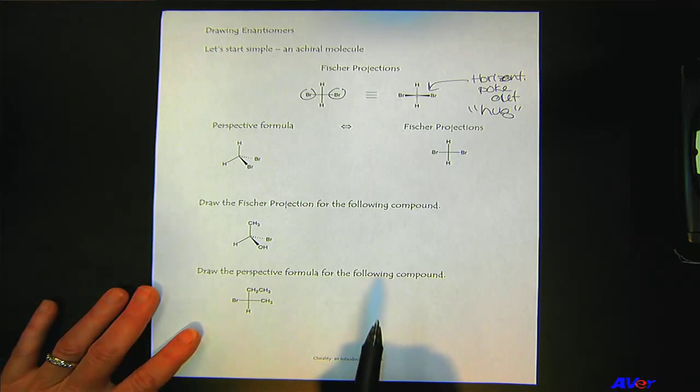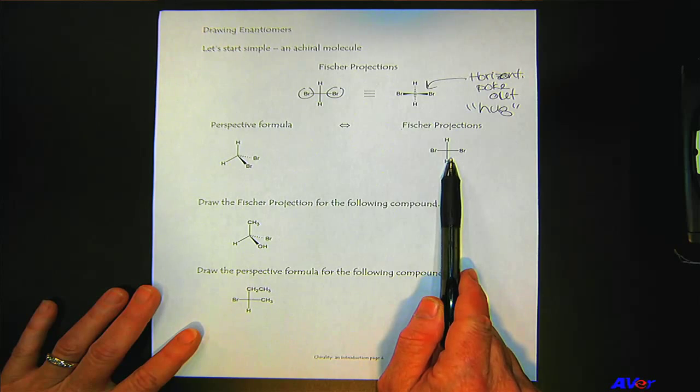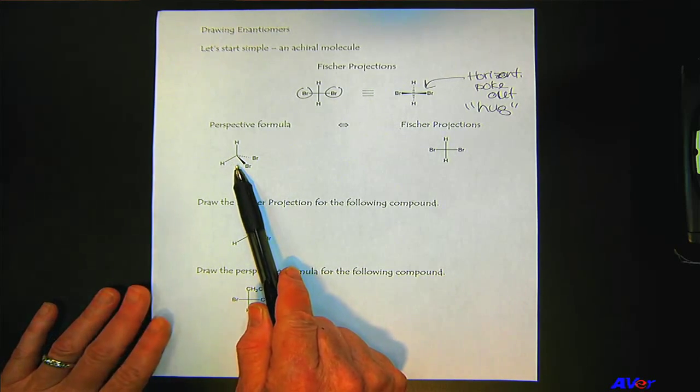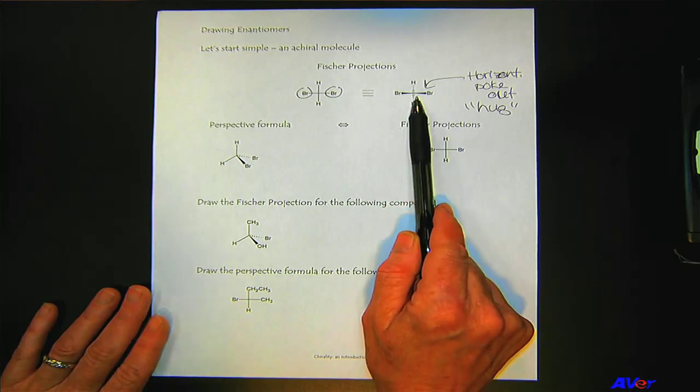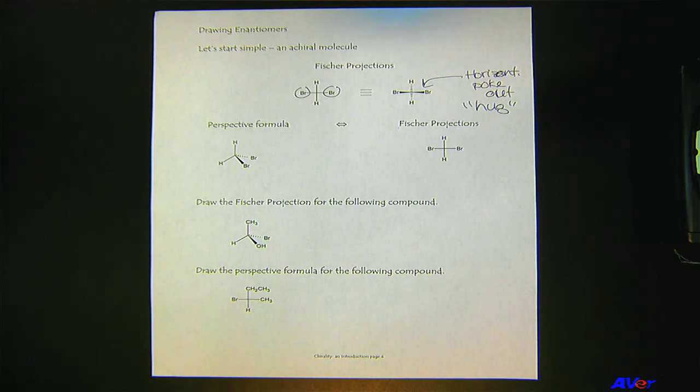So now we have three ways to look. Here's our Fischer projection. Here is the perspective formula, and then we could show the definition of the perspective formula. I want to show you this molecule really simply first before we go to the trickier one.